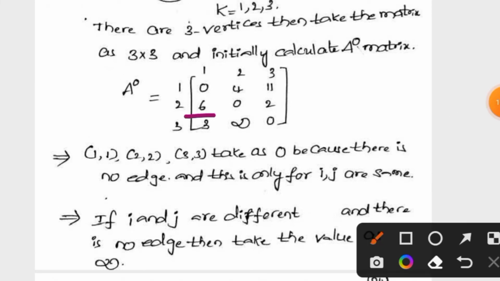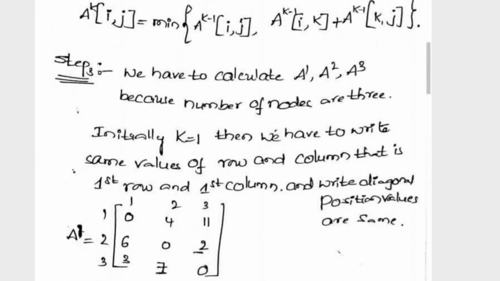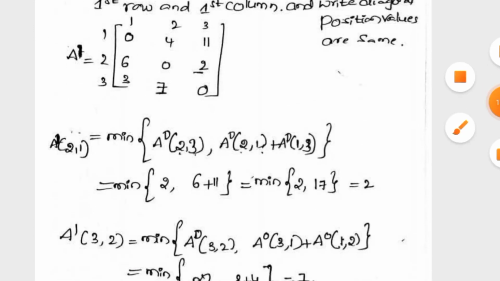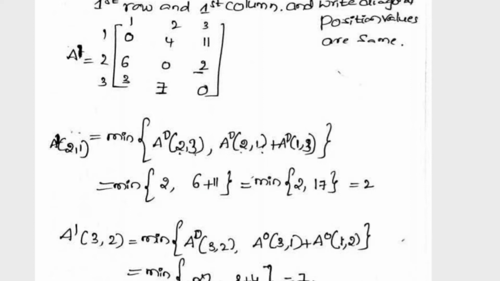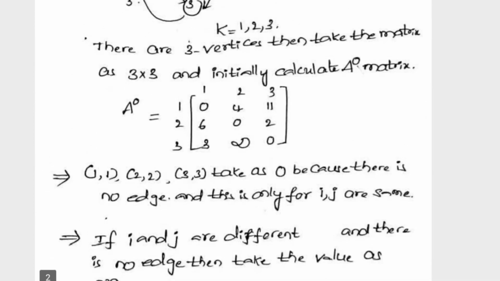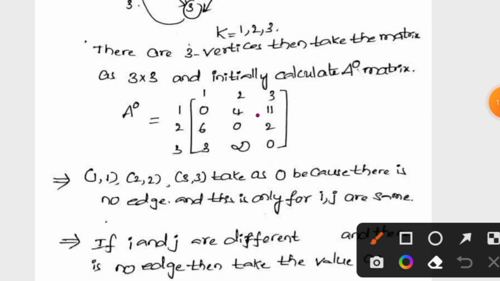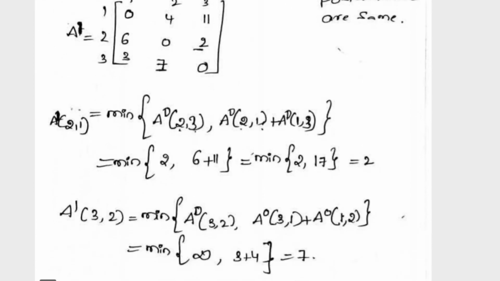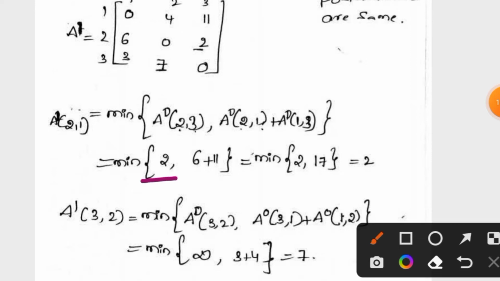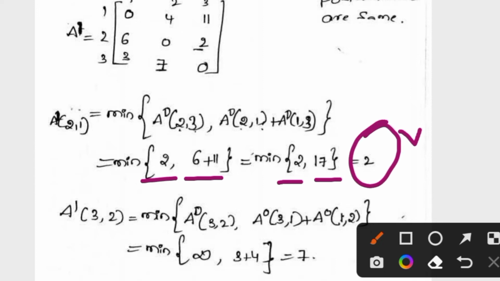So we have to take the value that is 6 plus A power 0, 1 comma 3. In the A power 0 matrix, the position is first row and third column. So here we can see the matrix, first row and third column, the value is 11. So we have to take the value as 11 here, and we have to add them. So 2 comma 6 plus 11, that is 2 comma 17, and here the minimum value is 2. So we have to take the value 2.